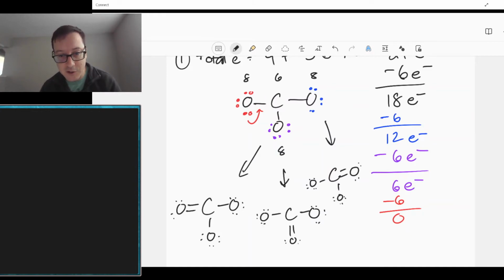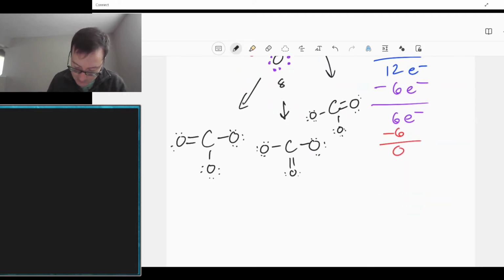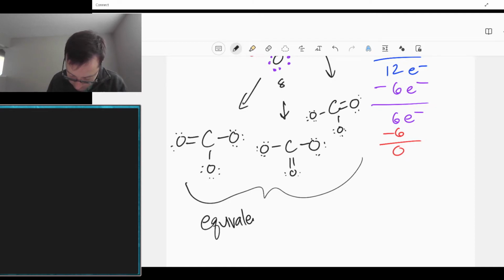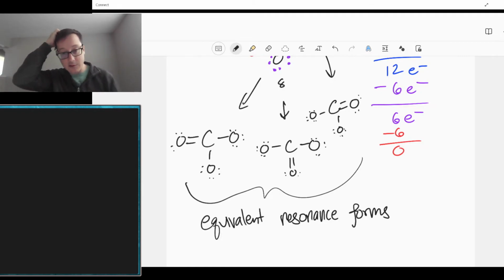These are the 3 structures we get. All 3 of these are equivalent to each other. There is no reason we can take it from the left but not from the right. They're all equivalent to each other. These are what are called equivalent resonance forms. They are all equal to each other.